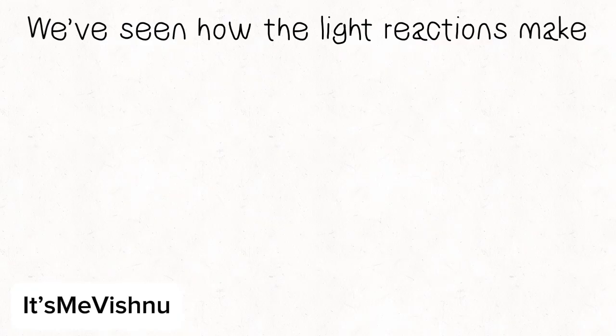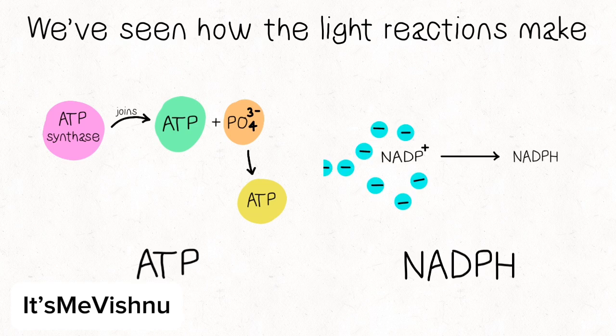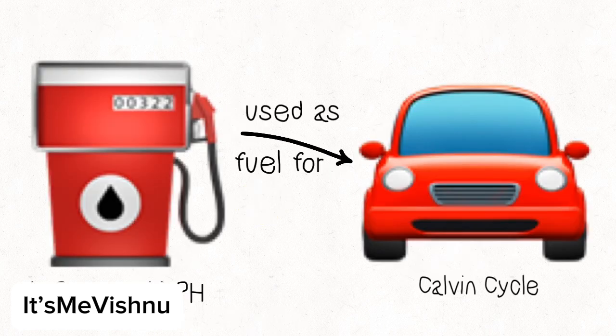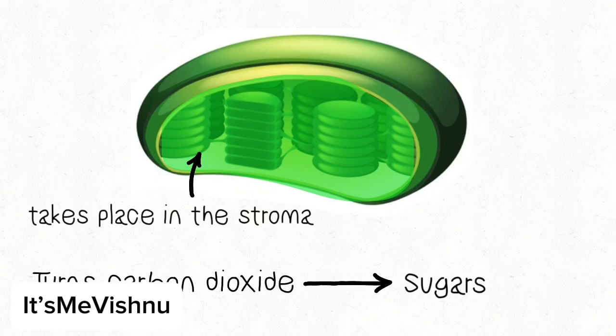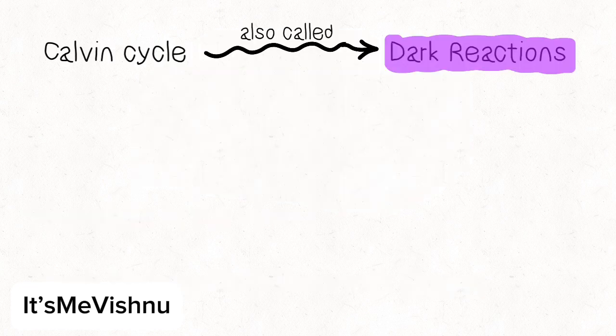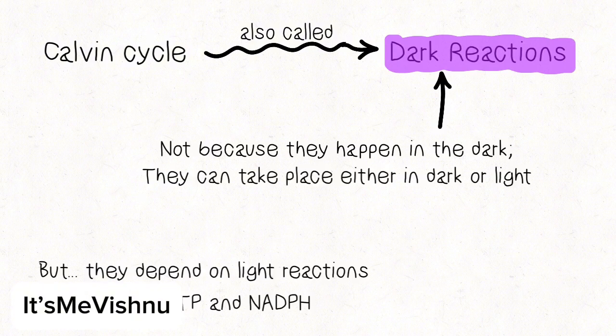We have just seen how the light reactions make ATP and NADPH. But where do these energy-rich molecules go? They are the fuel for the next phase of photosynthesis, the biosynthetic phase, also known as the Calvin cycle. This set of reactions happens in the stroma of the chloroplast and is responsible for turning carbon dioxide into sugars. These steps are sometimes called dark reactions, but that doesn't mean they only happen in the dark. They can occur in the light or dark, but they absolutely depend on the ATP and NADPH from the light reactions.